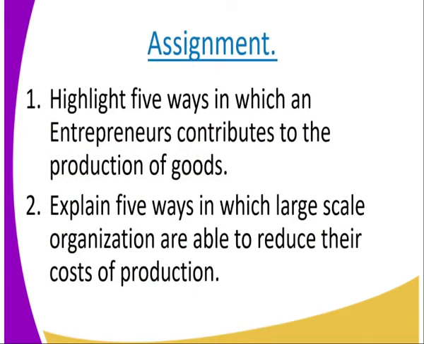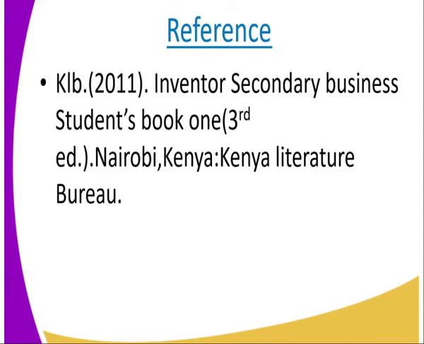Activity. Highlight five ways in which an entrepreneur contributes to production and explain five ways in which large-scale organizations are able to reduce their costs of production. If you want to refer, get the KLB 2011 Inventor Secondary Business Studies Form 1, that edition.